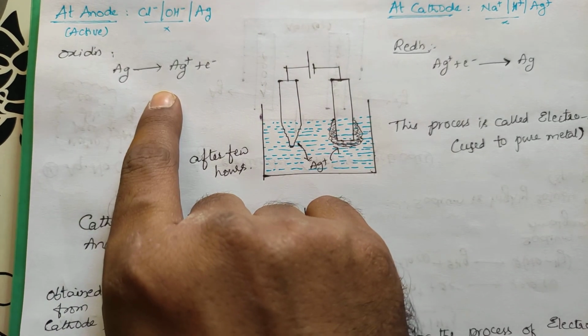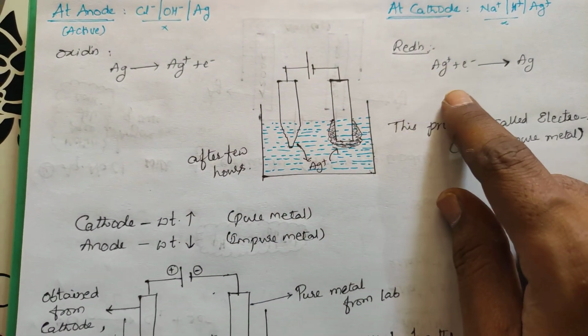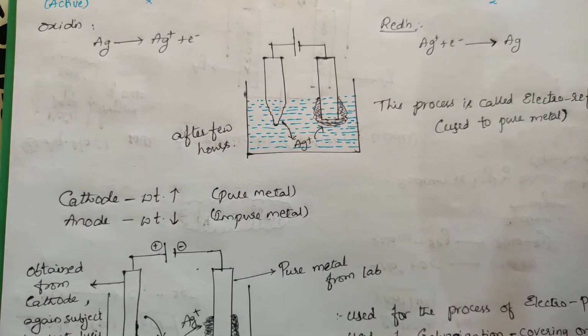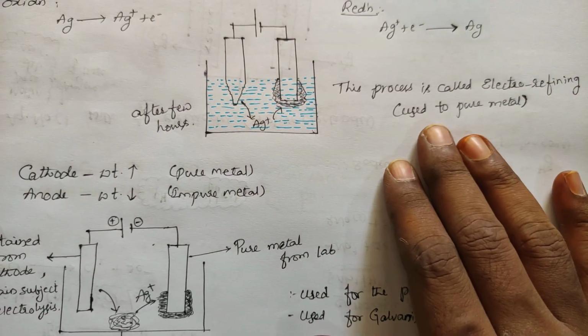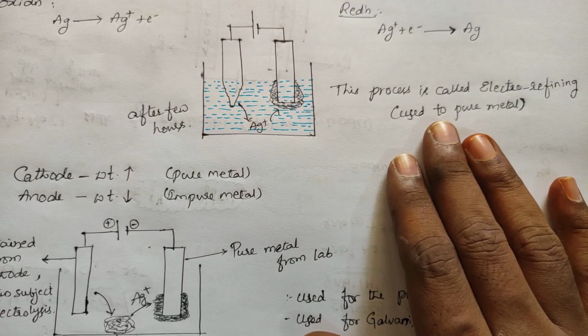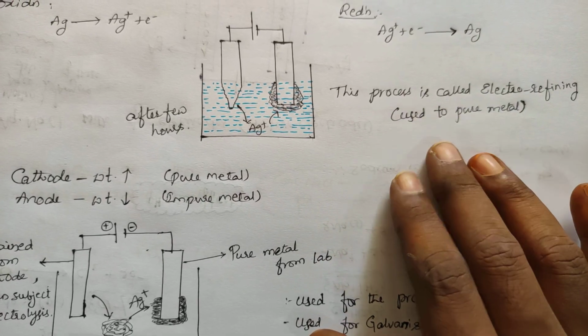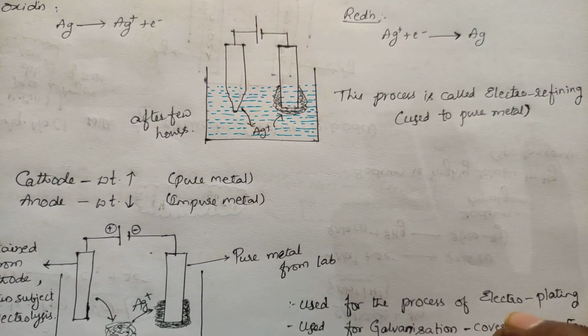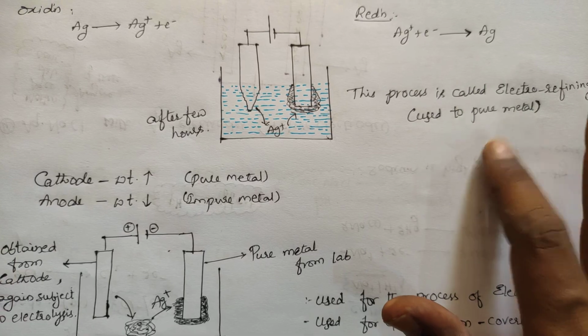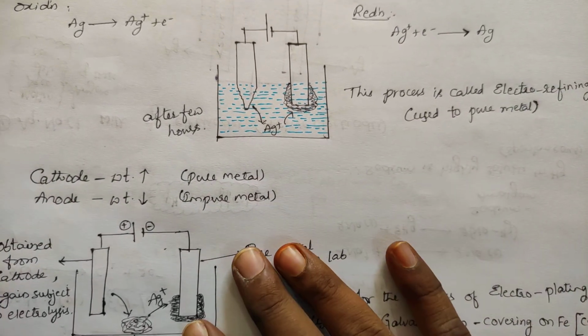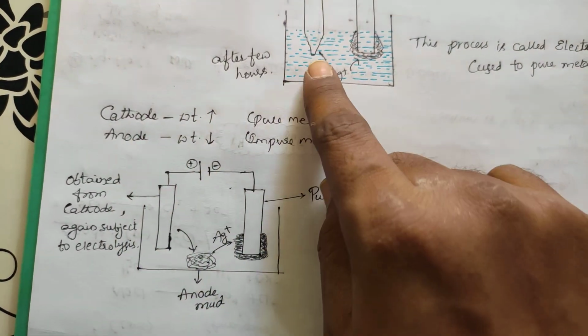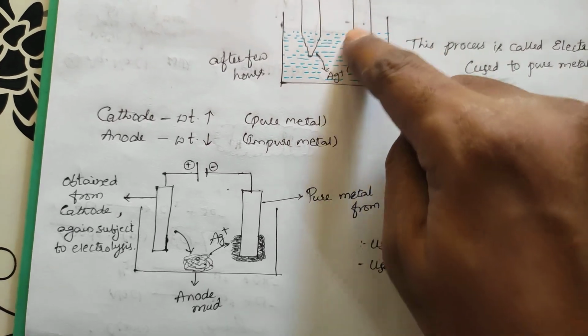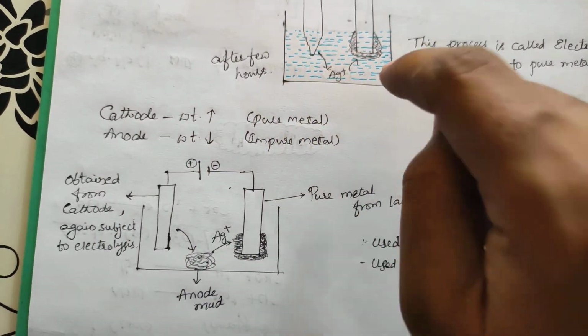So in oxidation, Ag undergoes conversion to Ag plus and electrons. In reduction, Ag plus takes one electron and gets converted to Ag. This process is called electro-refining, and it is used to get the pure metal. Do you get me, students? This is used for getting the pure metal. You will learn this in metallurgy. With respect to the cathode, the weight increases. With respect to the anode, the weight decreases.